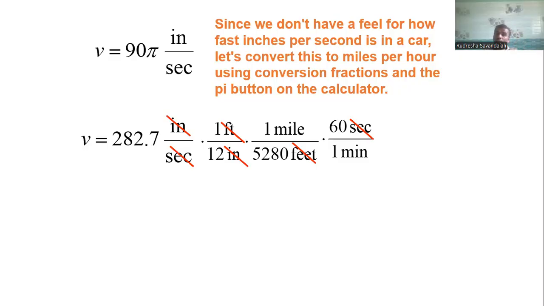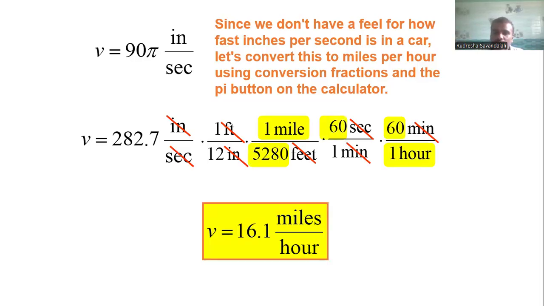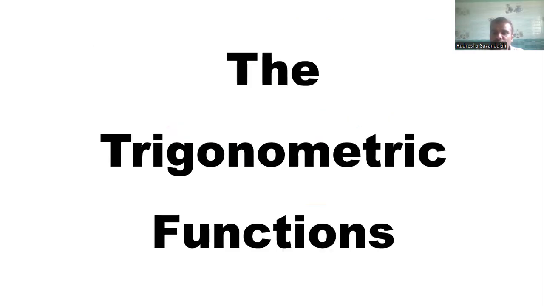This inch per second you convert to miles per hour. 282.7 inch per second. 1 foot is equal to 12 inches. This is the 1 foot. How much length is there in 1 foot? You have 12 inches. v is equal to 16.1.